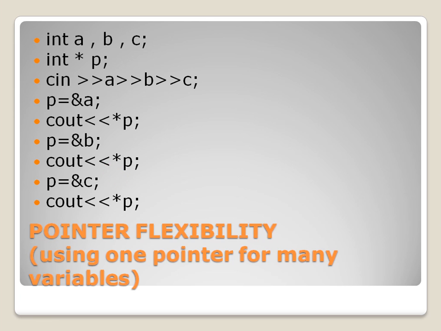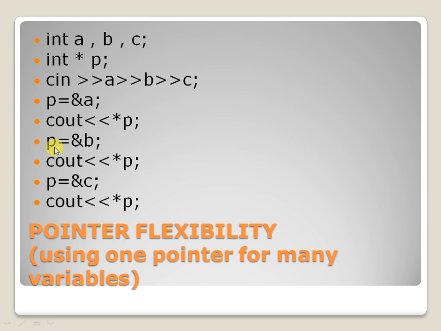Okay, so this is pointer flexibility, which refers to how you can use one pointer for many variables. That means you have three integers over here. If you see this example, it's integer a, integer b, and integer c. Integer star p is a pointer that is pointing to an integer. And you take the values a, b, and c from the user. Now how you can initialize your pointer: first is p equals ampersand of a. That means you are pointing p to a now, and you are printing the value.